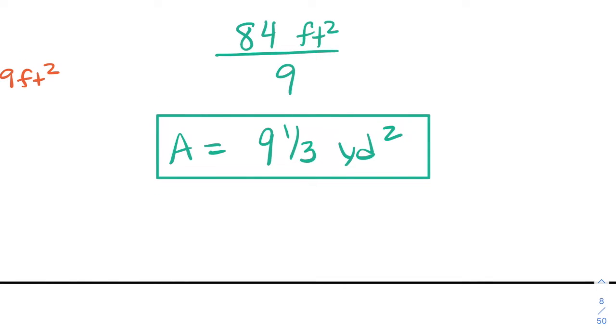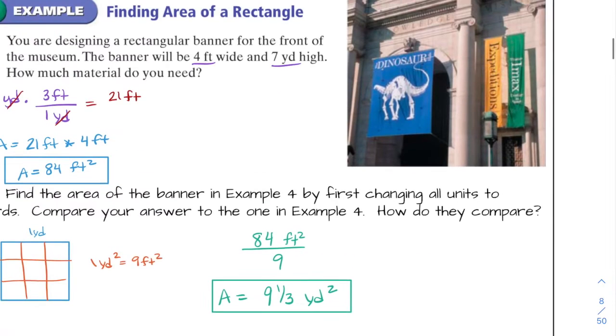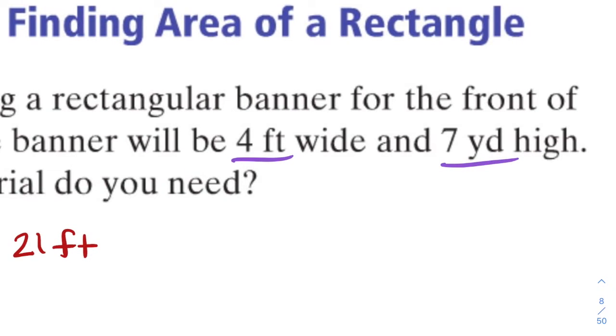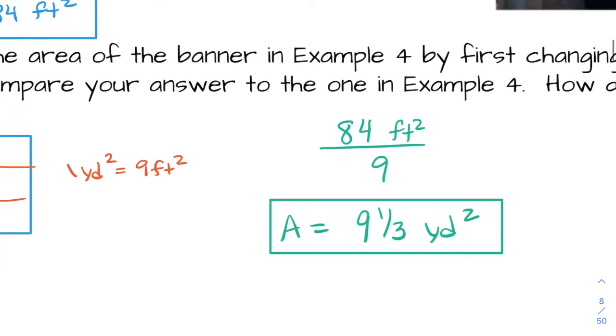Get 9.33. Okay. Now check this out. If I did convert this, 4 feet, that's 1 1/3 yards, right? So 1 1/3 times 7 is what you would have done. So you've done 1.33 times 7, and you get 9.33. So it's the same thing, okay?